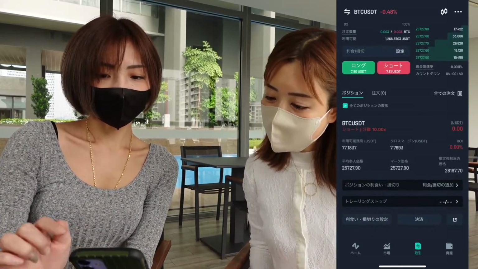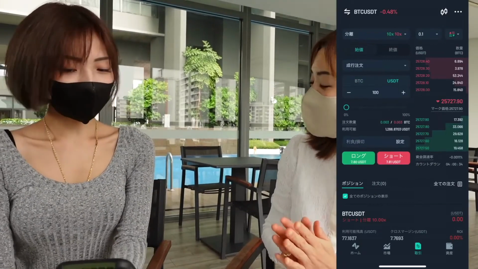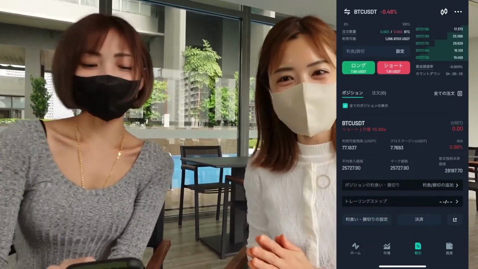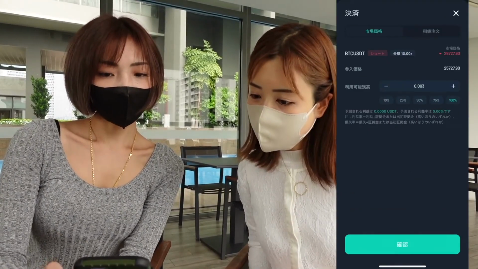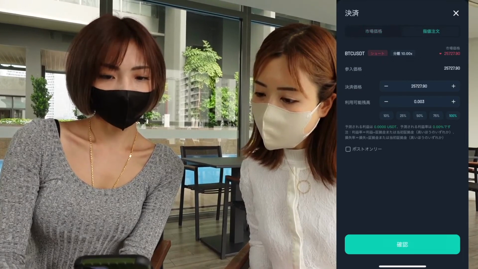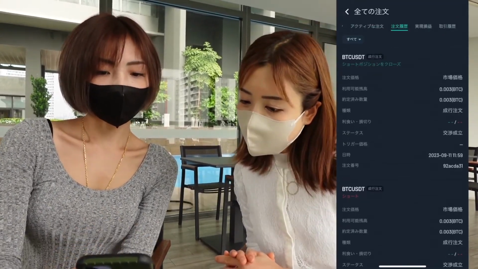Everything can be found here. It's very easy. Even a beginner can understand it. Now, let's settle. When you want to settle, click the settlement button. You can choose whether to settle at the market price or specify your own price. I want to settle now, so this confirms it. Closed short position. I'm in with an order.